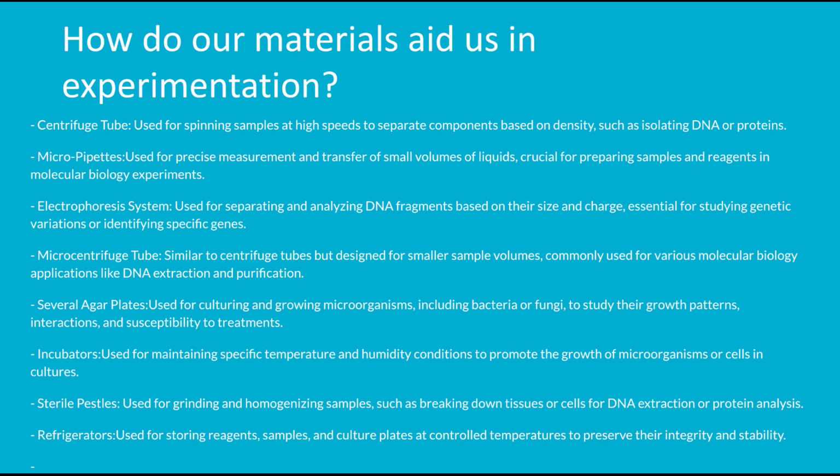Well, the centrifuge tubes are used for spinning samples at high speeds to separate components based on density, such as isolating DNA or proteins. Our micropipettes are utilized for precise measurements and transfer of small volumes of liquids, crucial for preparing samples and reagents in molecular biology experiments. Our electrophoresis system is used for separating and analyzing DNA fragments based on their size and charge, essential for studying genetic variations or identifying specific genes.